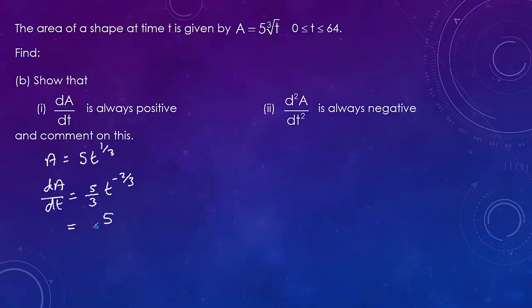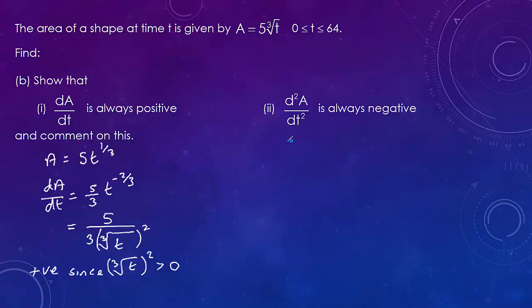Using our knowledge of indices, that's going to be 5 on the top, and then on the bottom we've got 3 times the cube root of t, squared. And that's going to be positive since the cube root of t squared is positive. The other two things, the 5 and the 3, are constants.